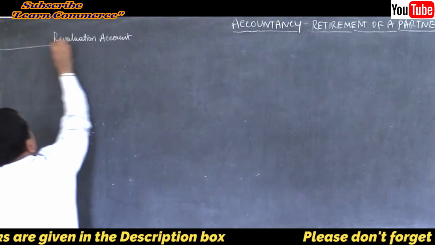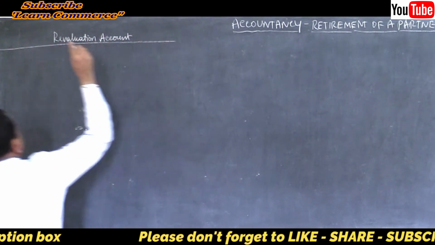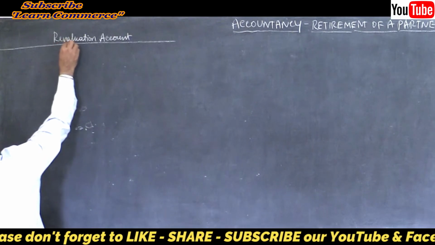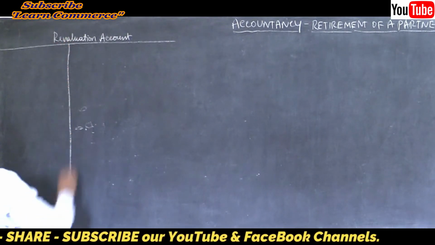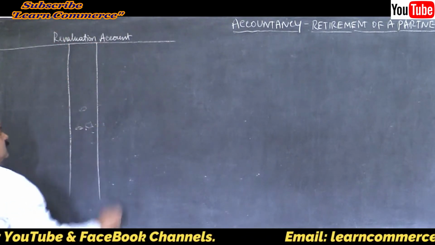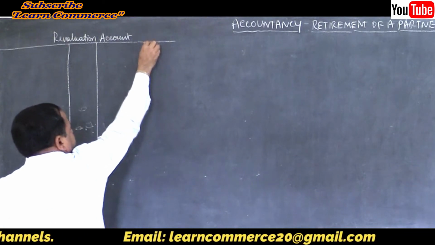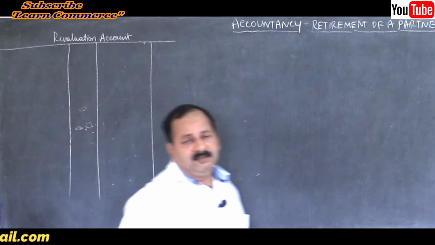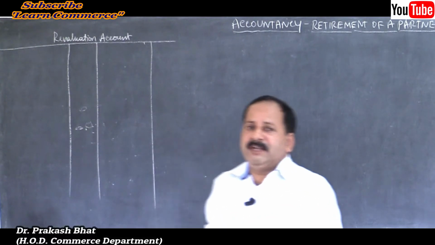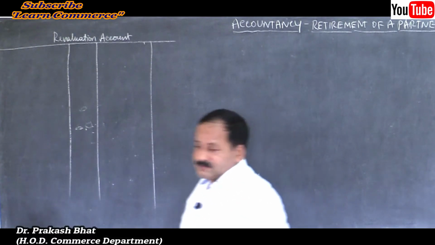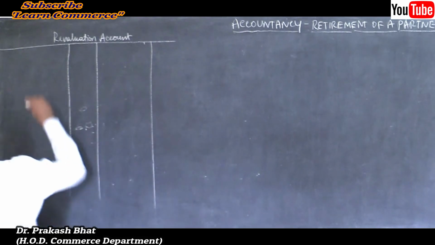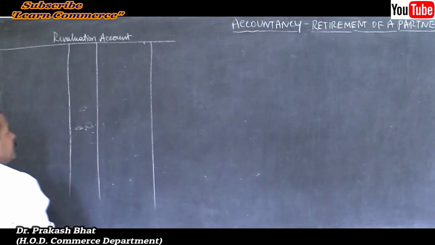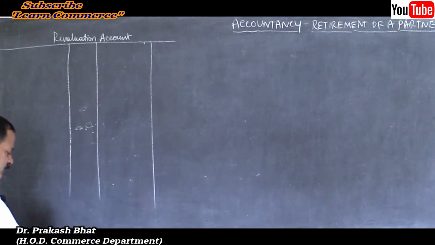Revaluation account. Debit and credit, I will not tell you again and again. You must write it. Amount in rupees, debit, credit. Particulars, JF, amount in rupees. Right, let us start. Debit side first.